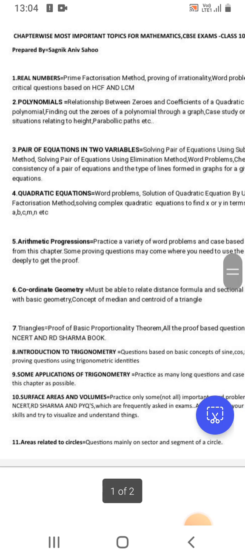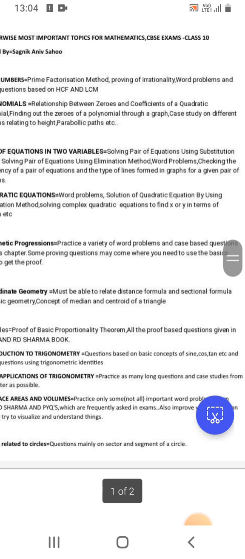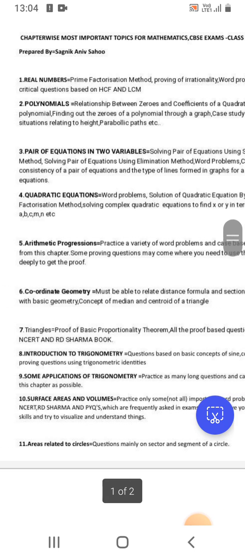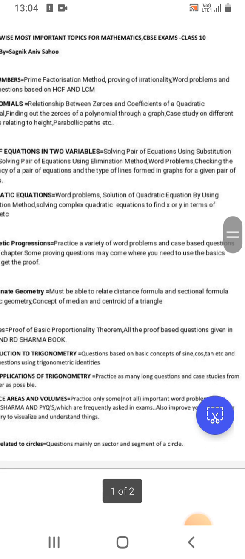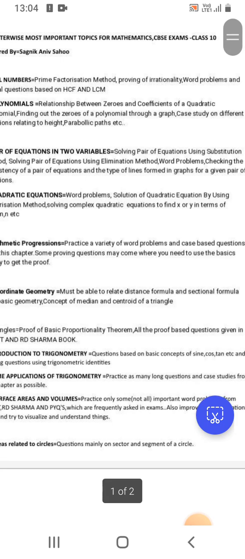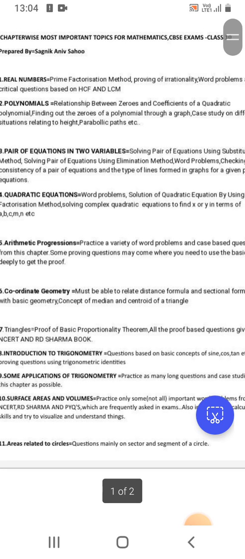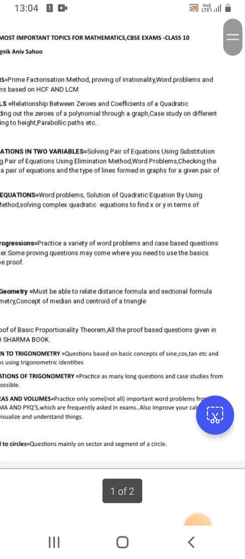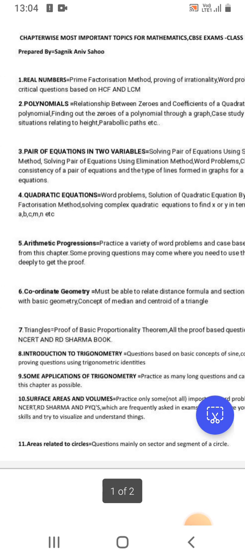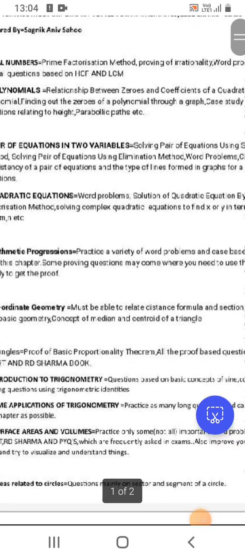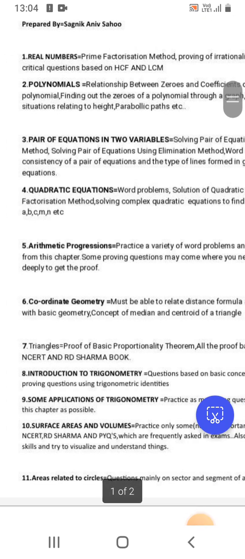Sharma. Checking the consistency of a pair of equations and the type of lines formed in graphs for a given pair of equations. Many a times the questions are asked on these things. Checking the consistency of a pair of equations and the types of lines formed in graphs for a given pair of equations. This confuses some students, but once the concept is made clear, then it is not a big problem.